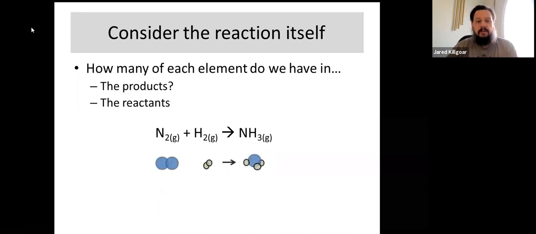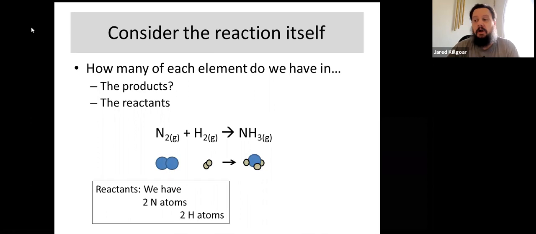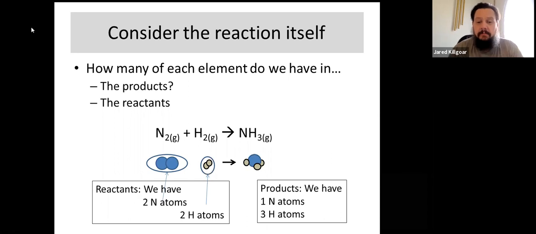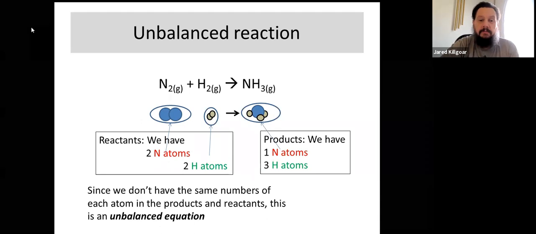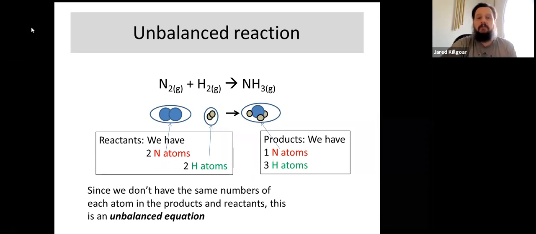First off, let's take a look at what makes this an unbalanced equation. On our reactant side, we have 2 N atoms and 2 H atoms. On the product side, we have 1 N atom and 3 H atoms in that particle of ammonia. So that's why it is not a balanced equation, because we have different amounts of each type of atom on both sides of the equation. 2 N atoms on the left, 1 on the right. 2 H atoms on the left, 3 on the right. So this is why it is an unbalanced equation.